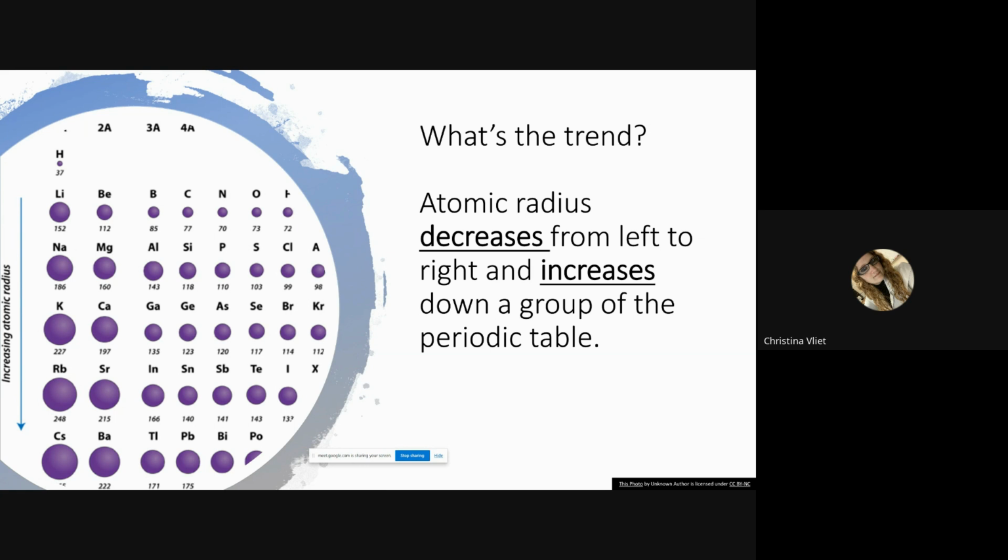So atomic radius decreases from left to right, and it increases down a group. I already kind of gave you the preview of down a group. I have to do some extra explanation for across a period. But I'm going to explain both with diagrams. And then after I explain both, we'll mark it on our periodic table as our first trend.